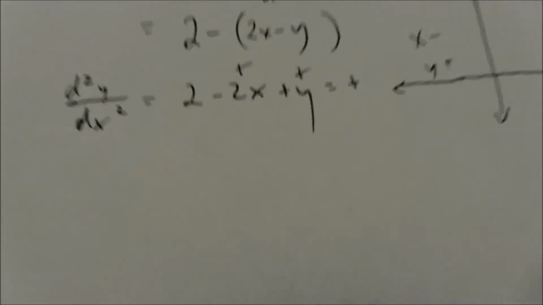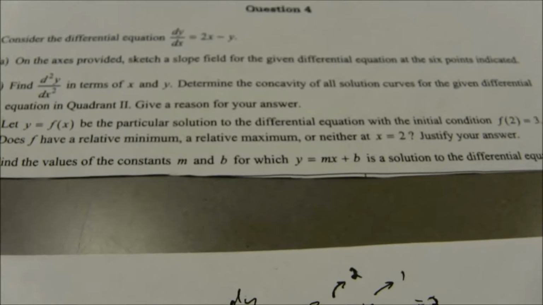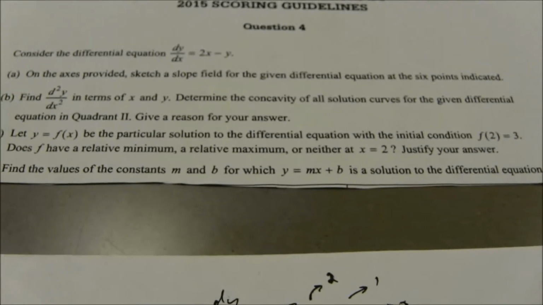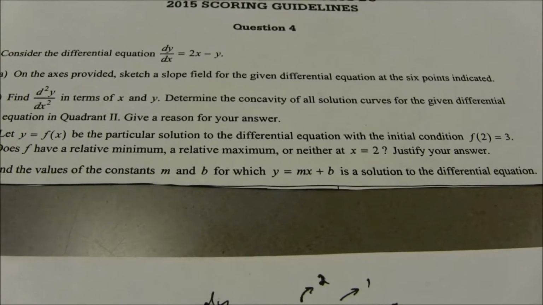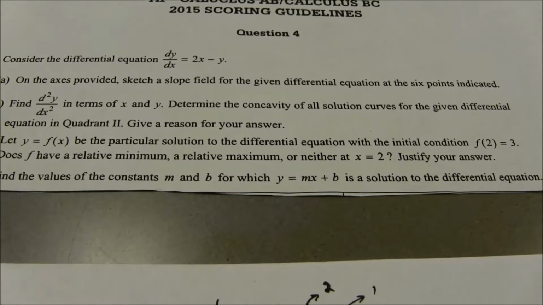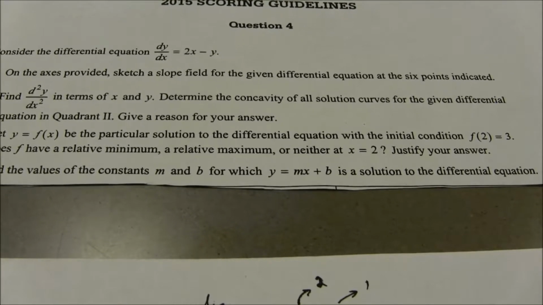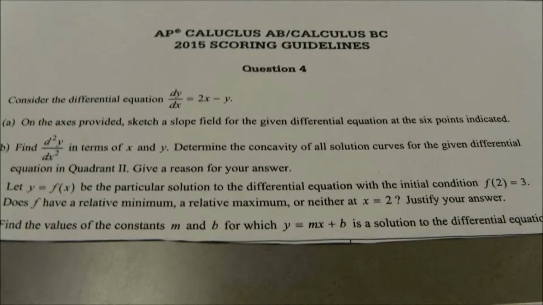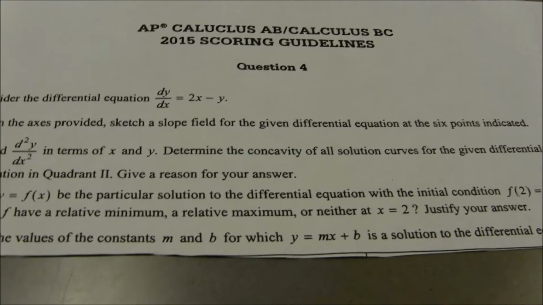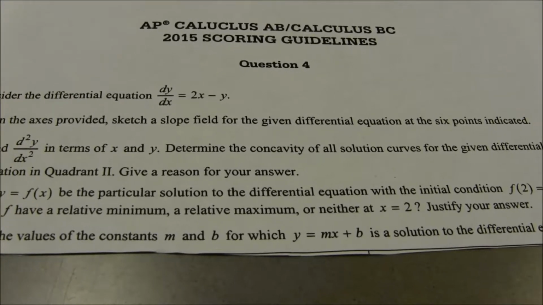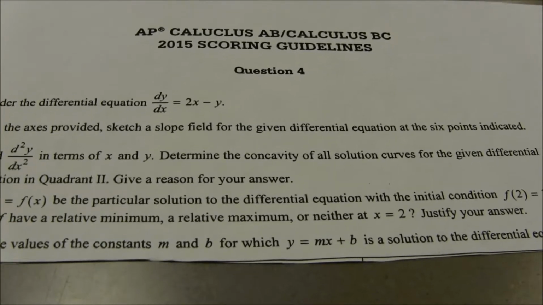Okay. Part C, if you go back and read Part C, talks about a particular solution to an equation with initial condition f of 2 equals 3, and they ask if the function has a relative minimum, relative maximum, or neither at x equals 2. This is where people got in trouble because this references a particular solution, but if you notice, they never ask you to actually find the particular solution.